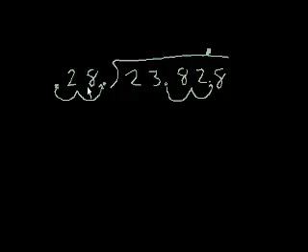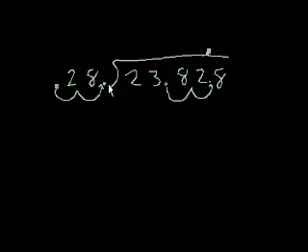So we say, how many times does 28 go into 2? Well, no times. The 2 is smaller than 28. How many times does 28 go into 23? Once again, it goes into it 0 times, because 23 is smaller than 28. How many times does 28 go into 238?